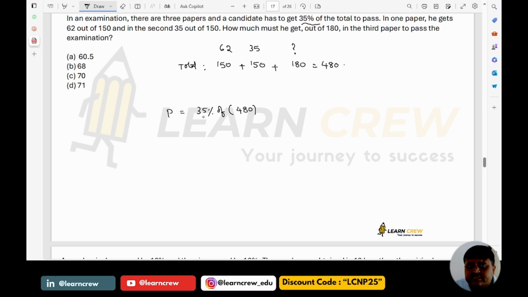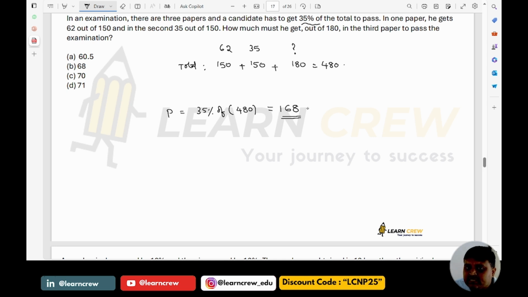Okay, and 35% means what? 35% means 3 10% and 1 5%. So here out of 480, 10% is 48. So 35% means 3 into 10%, 3 into 48, which is 144, and 1 5% is 24. So 144 plus 24 is 168. So the candidate has to score 168 marks to pass.